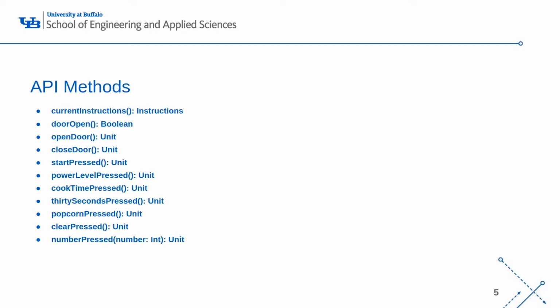The API methods that will be called by the GUI and that you'll need to use in your tests are going to be current instructions, which returns an instructions object, door open, which returns a Boolean based on if the door is open or not, open door, which will open the door, close door, which closes the door, start pressed, which tells you when the start button has been pressed, power level pressed does the same as start pressed but for the power level, cook time pressed does the same thing but for cook time, 30 seconds pressed will do what you needed to do for 30 seconds, popcorn pressed, clear pressed, number pressed, etc. All of these methods you will need to use for your test suites. You don't need to super worry about them being called from the GUI.